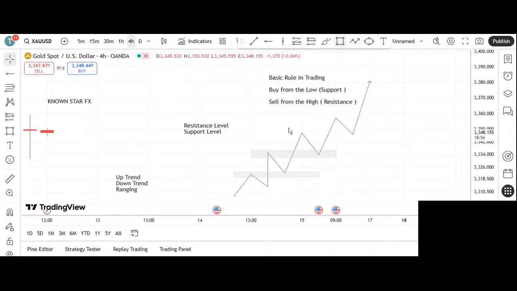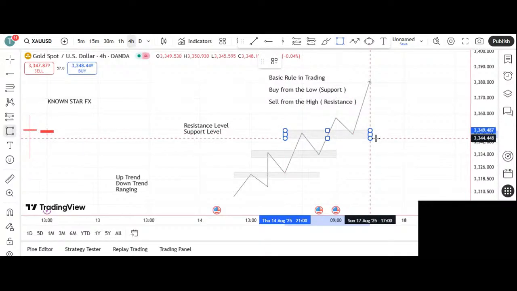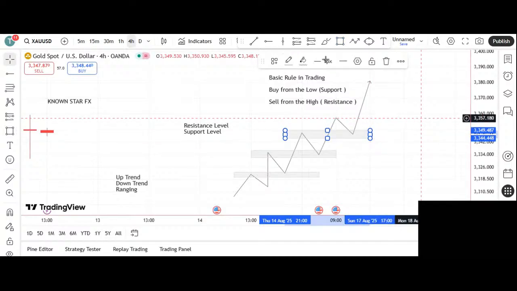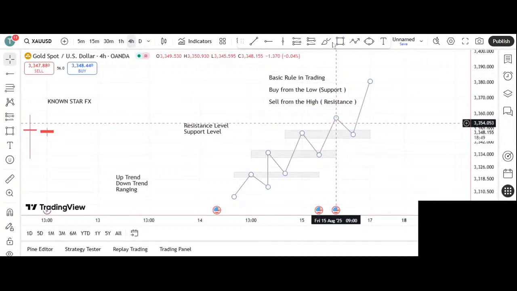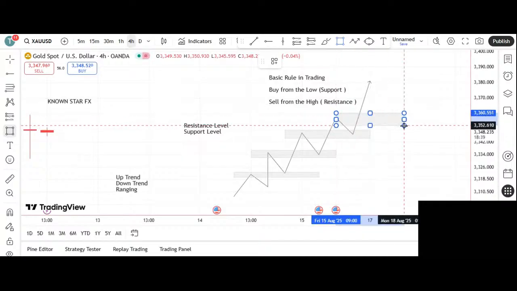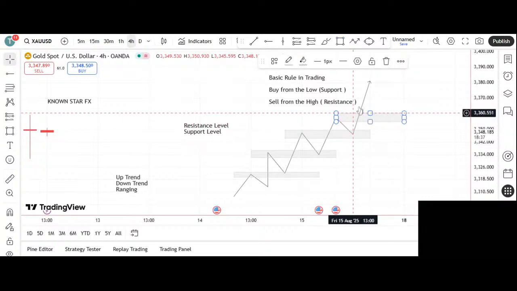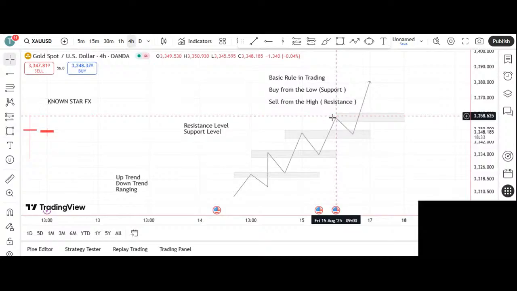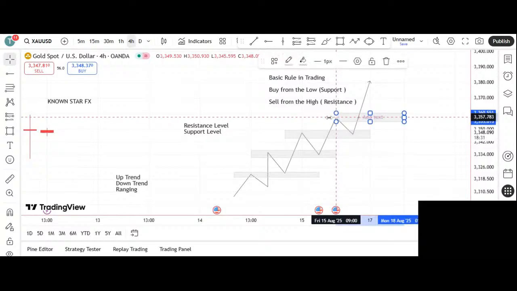Let's use another example again. This one right here, at the point where it got broken, it becomes what? A support, right? Now, this is the last resistance level that we have right here. This is the last high, or rather the last low that we have right here. Now, the market was able to break through this. This low right here was a previous high, right?